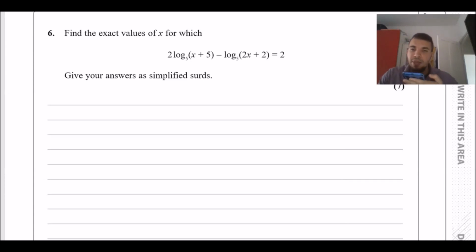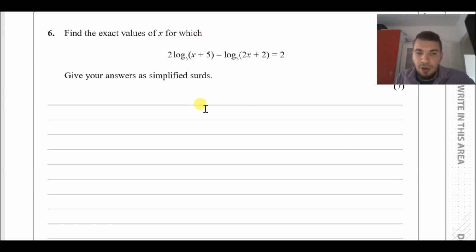Okay, guys, number 6. So here we need to find the exact values of x for which this log equation equals 2. All right? Give your answers as simplified surds. Ooh, all right. So to solve this kind of log equation, we just need to know some log properties. So let's have a look at it, yeah?